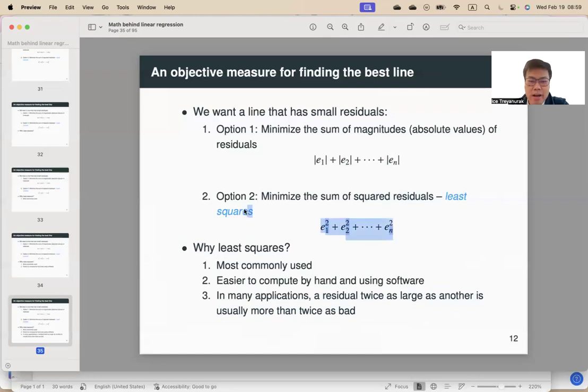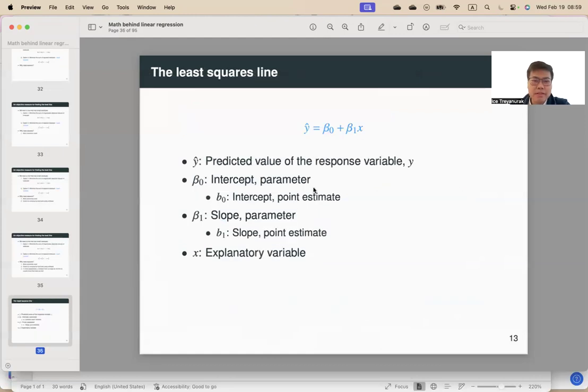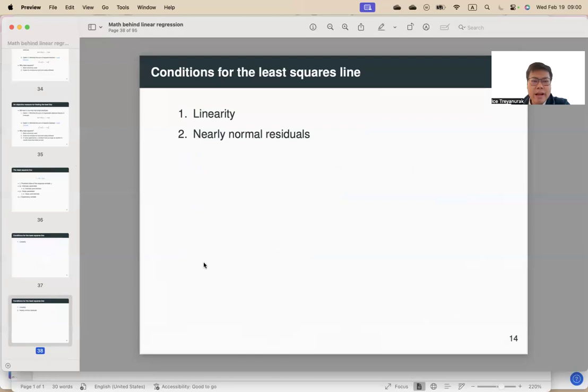And the least squares method kind of deals with that. Okay. Right. So the least squares line is just a linear equation where the y value is your predictive value. Your intercept is the gamma zero, and you have a slope with your explanatory variable. It's just a linear equation, so it has to be linear.